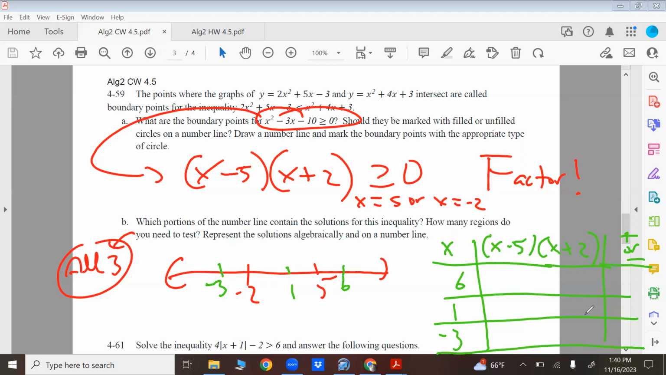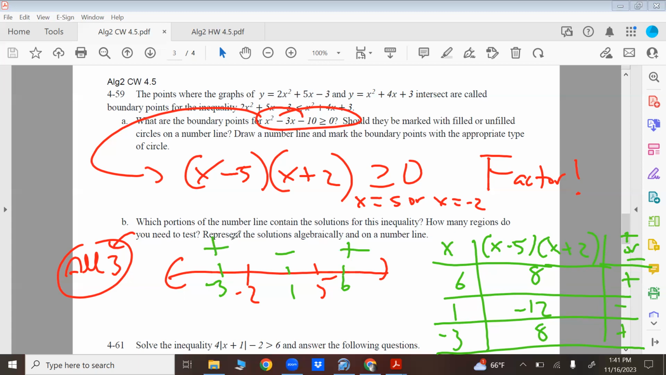If I plug in 6: 6 minus 5 times 6 plus 2. What's that? 1 times 8, 8, good. Is that positive or negative? So put a plus sign. Plug in 1: 1 minus 5 times 1 plus 2. Negative 4 times 3, negative 12. Negative. Let's plug in negative 3. Negative 8 times negative 1, positive 8. Yep.